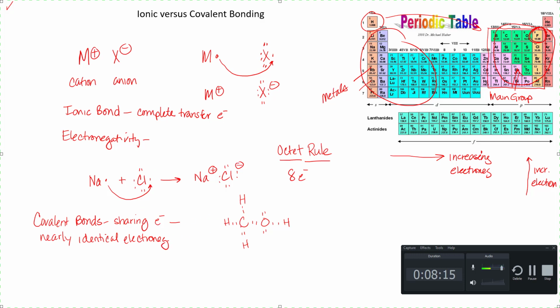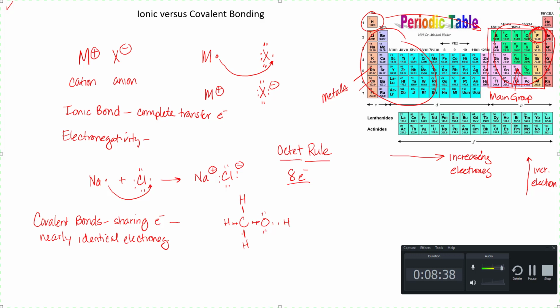And we're also then sharing electrons in order to get to the octet rule. So for instance, in this molecule, which is methanol, methyl alcohol, the carbon will be sharing electrons with the hydrogens, and it will also be sharing electrons with the oxygen. The oxygen will be sharing its electrons.